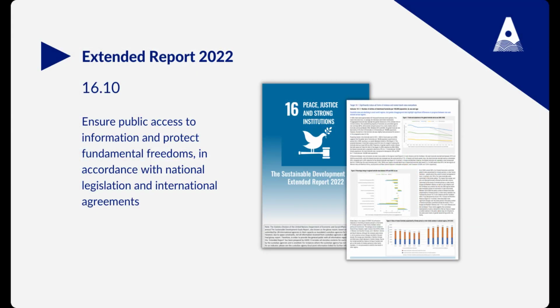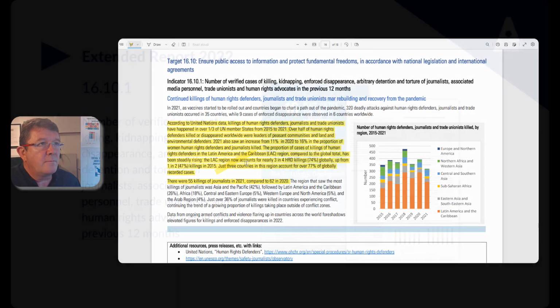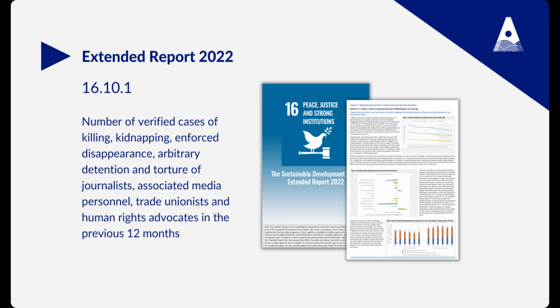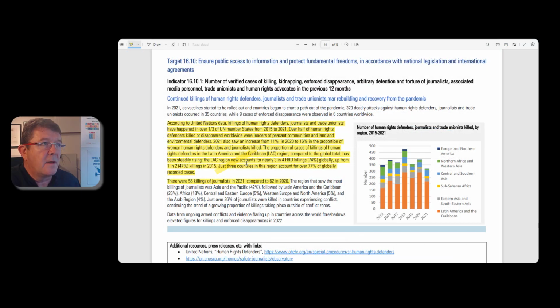On to target 16.10, ensure public access to information and protect fundamental freedoms in accordance with national legislation and international agreements. So 16.10.1, the number of verified killings, kidnapping or enforced disappearance, arbitrary detention and torture of journalists, associated media personnel, trade unionists and human rights advocates in the previous 12 months. It's chilling and shocking to realise that these people are constantly killed and tortured and disappearing even in 2023 as we are now. Continued killings of human rights defenders, journalists and trade unionists mar rebuilding and recovery from the pandemic. That's one of the statements it makes there. I think it mars our ability to go forward and sustainably develop our planet in any way.